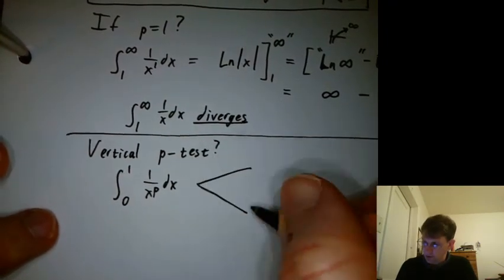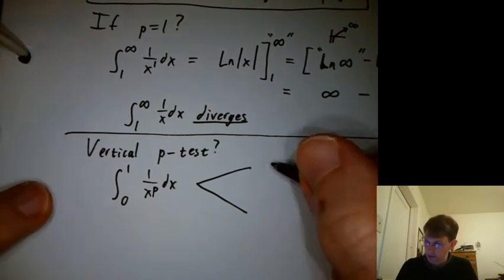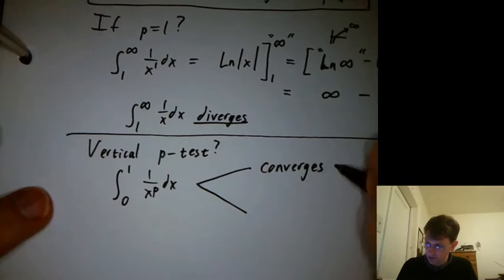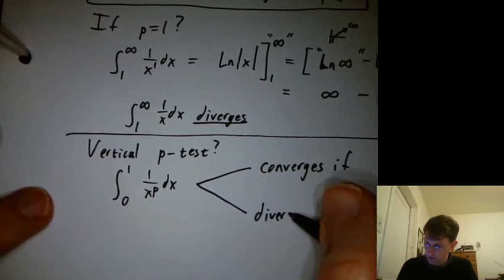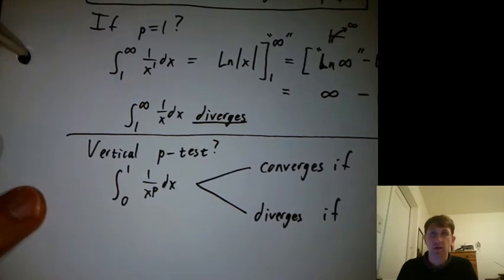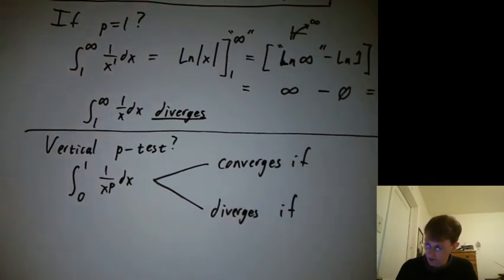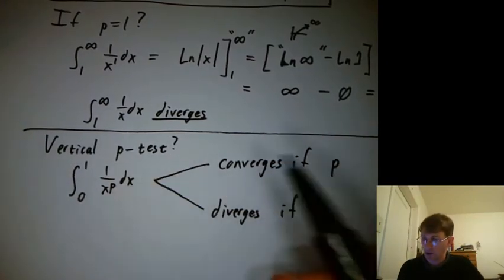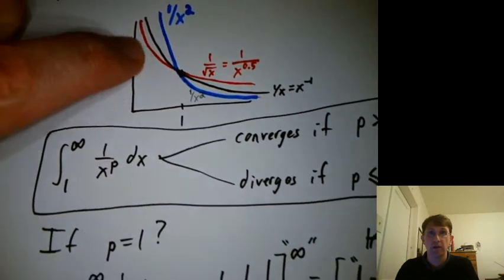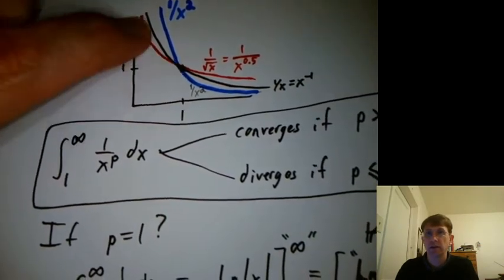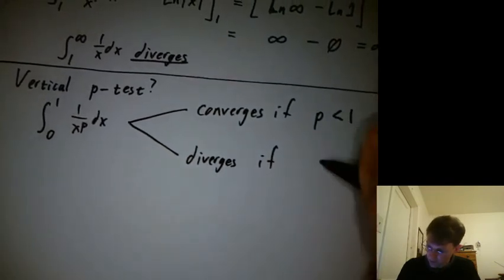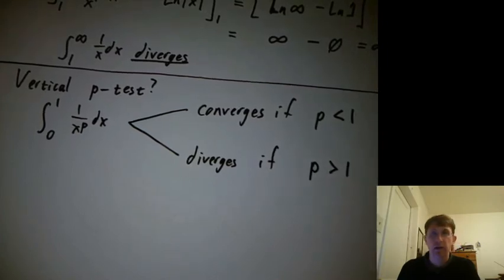Well, we already did these integrals in a previous video. So we can say the integral converges if, and diverges if. And what would you say the conditions are there? Well, we saw that when the power was square root, the integral converged, and that was kind of underneath the other two. So if the power was less than 1, then the integral converged. If the power was greater than 1, then the integral diverged.